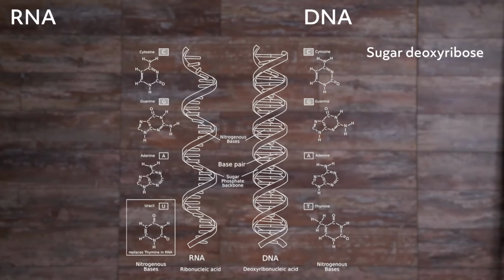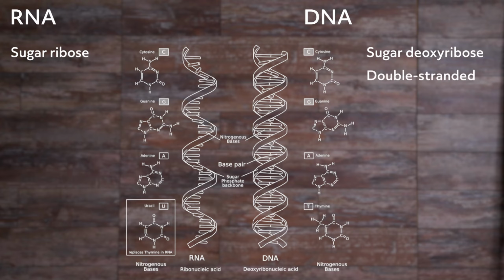Now, let's review and compare DNA and RNA. DNA has the sugar deoxyribose, while RNA has the sugar ribose. The difference between ribose and deoxyribose is fairly subtle. Ribose has 1 more OH group than deoxyribose has, and that is the only difference. Though the contrast is subtle, the difference changes the entire function.